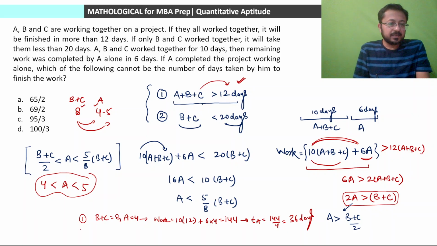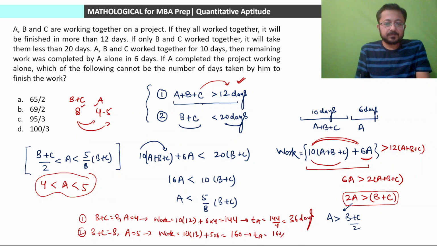Second condition, B plus C is equal to 8 and A is equal to 5. So if A is equal to 5, our work becomes 10 into 13 plus 5 into 6, that is 130 plus 30, 160. So time taken by A will be equal to 160 by 5, which is 32 days. So time taken by A will be somewhere between 32 and 36, neither less than 32 nor greater than 36.